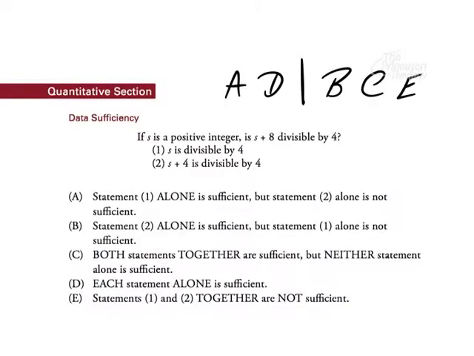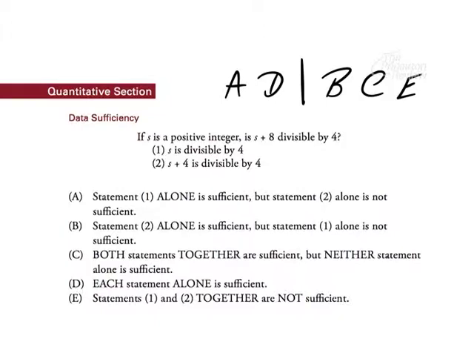Before we can answer this question, we have to figure out what it's actually asking for and what we already know. Let's give it a shot. The question asks us if s plus 8 is divisible by 4. Well, we already know 8 is divisible by 4, so in order to figure out if s plus 8 is divisible by 4, we really have to figure out if s is a multiple of 4.